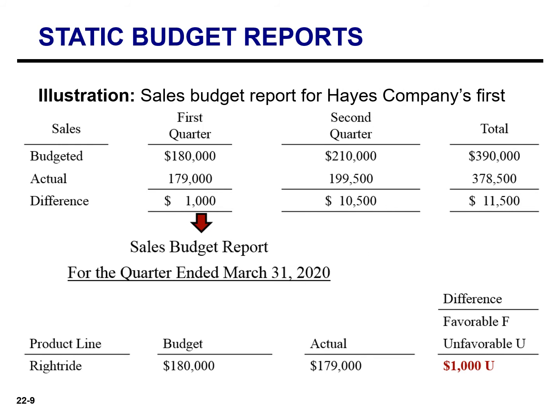This is the sales budget report for Hayes' first quarter. The rightmost column reports the difference between the budgeted and the actual amounts. We sometimes call this a budget variance. The report shows that sales are $1,000 under budget, an unfavorable result. This difference is less than 1% of budgeted sales. Top management's reaction to an unfavorable difference is often influenced by the materiality, or the significance, of the difference. Since the difference of $1,000 is immaterial in this case, we assume that Hayes management takes no specific corrective action.